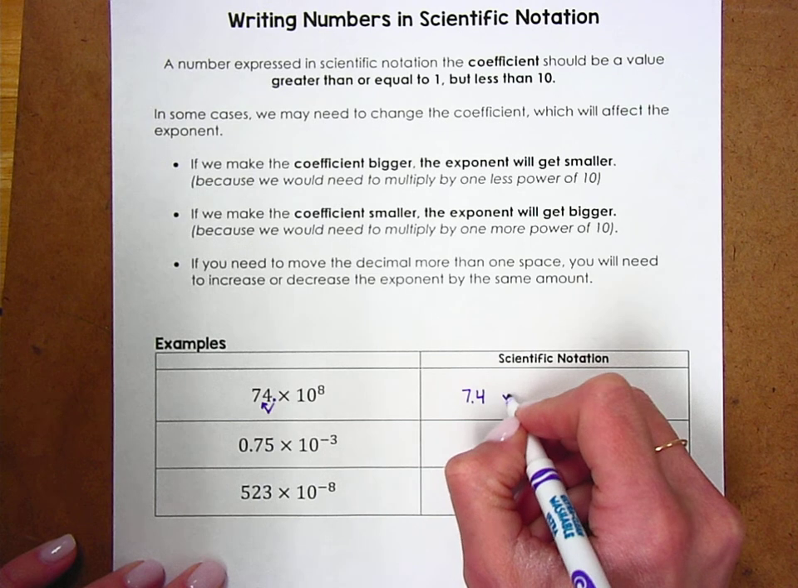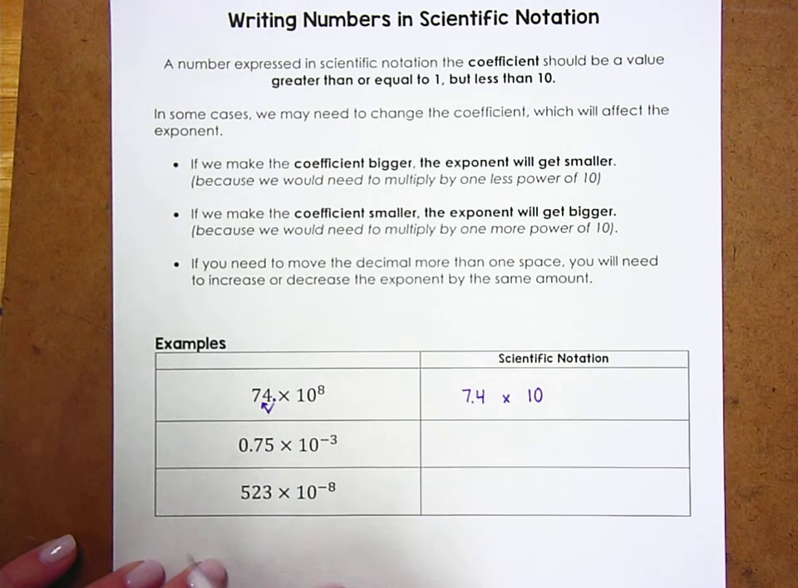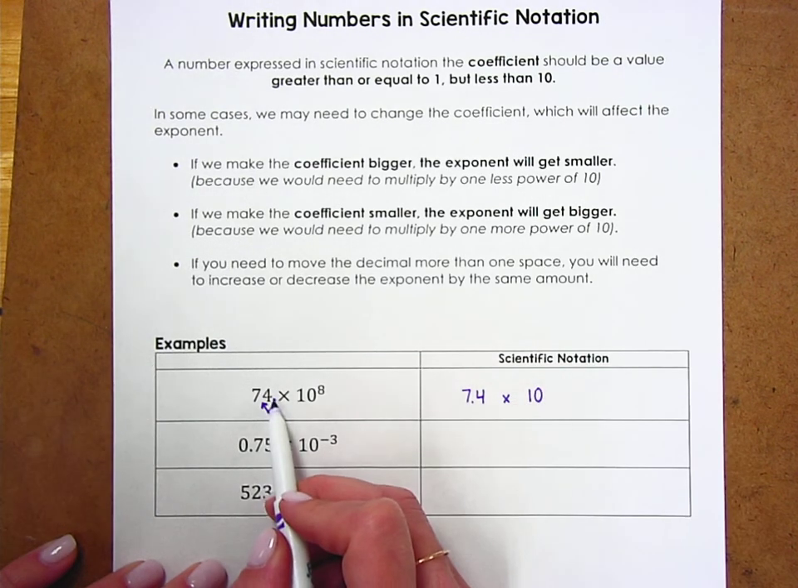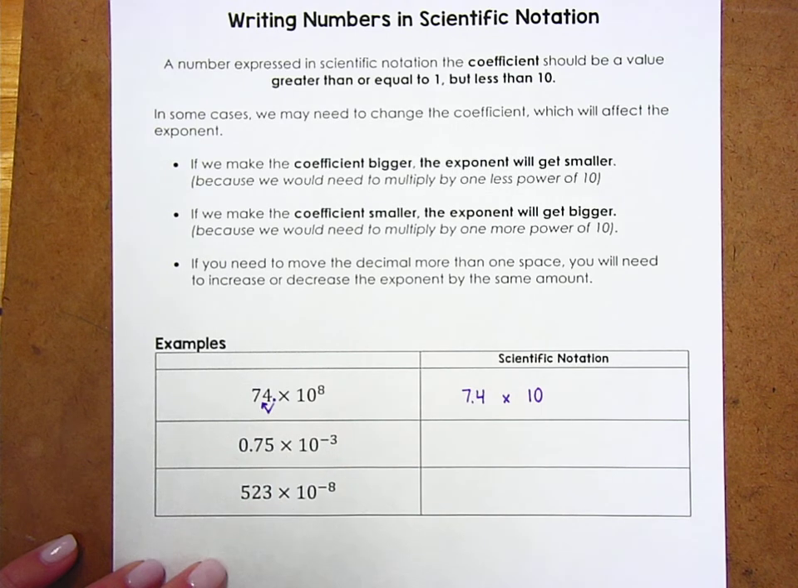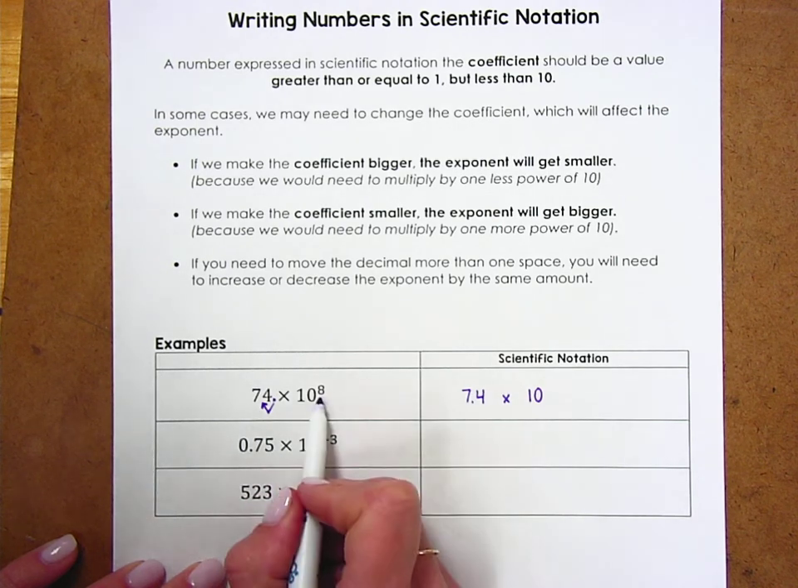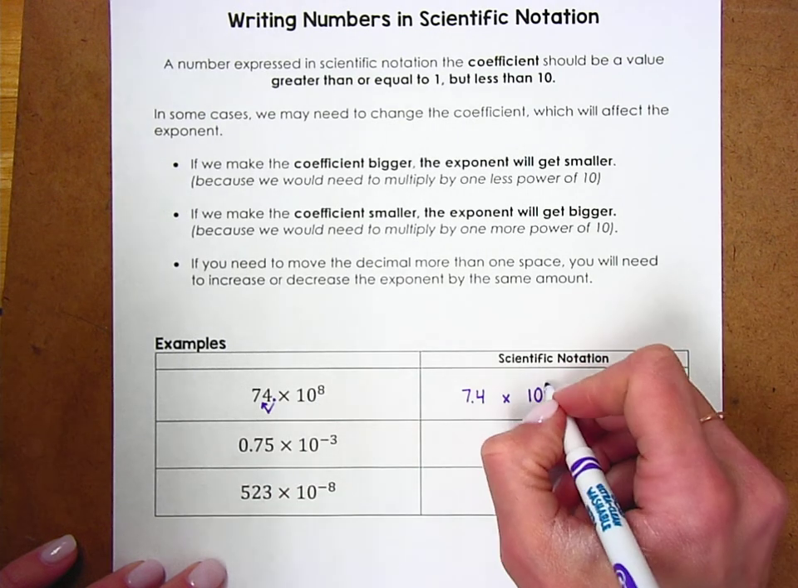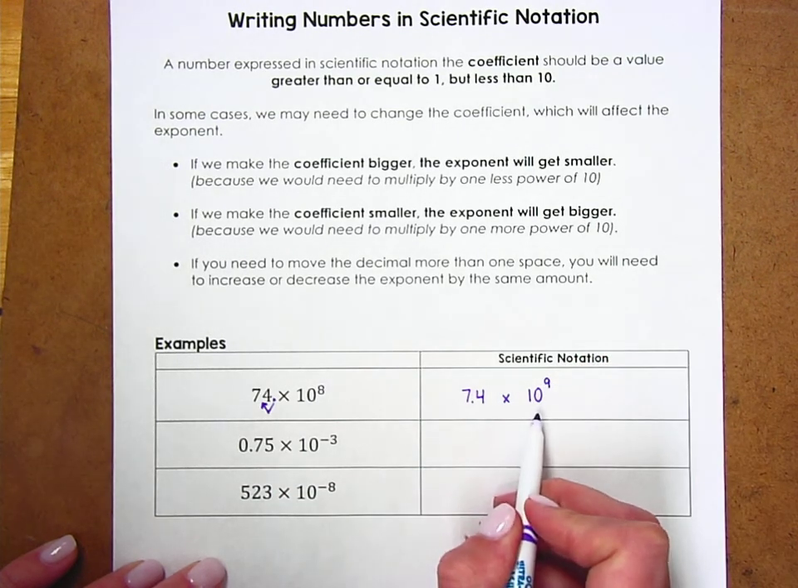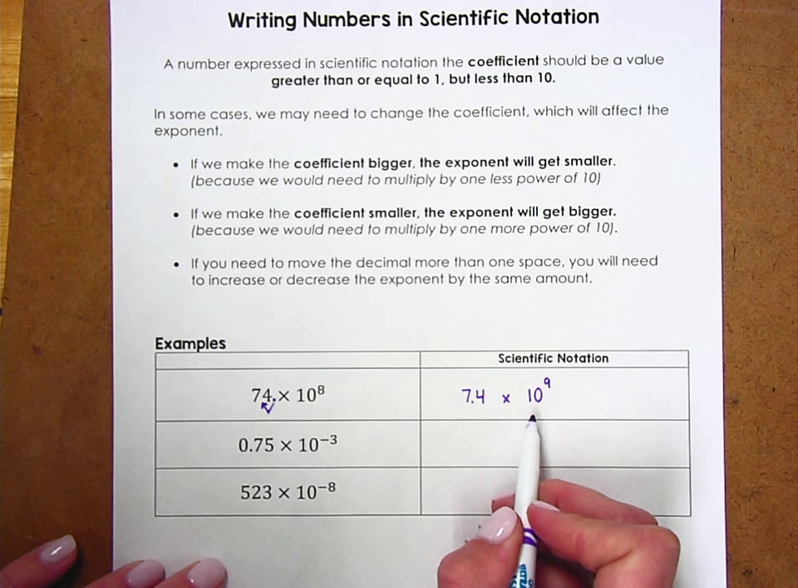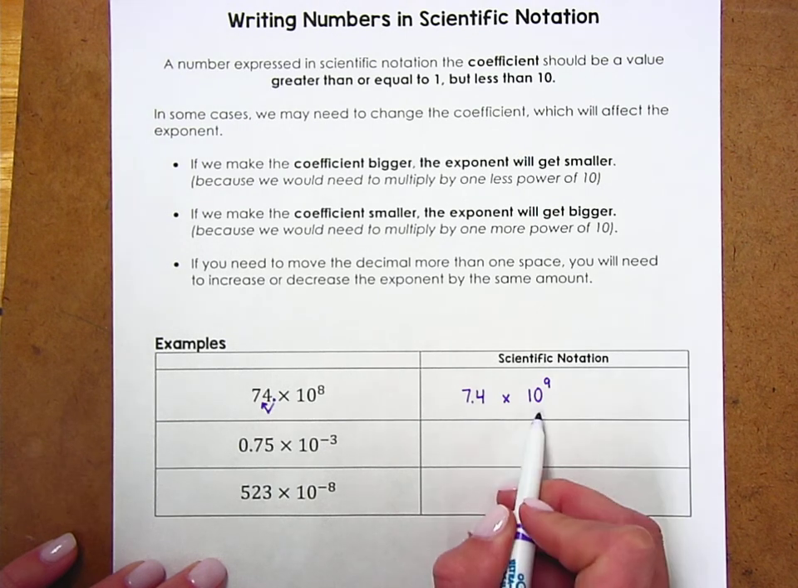We still are going to multiply this by a power of 10. And in this case, because we made our coefficient smaller, we're going to need to multiply by 1 extra power of 10 to get to our original standard form. So we would need to increase our exponent by 1. So we would have 7.4 times 10 to the 9th. This would be equivalent to 74 times 10 to the 8th. However, now we're written in scientific notation.